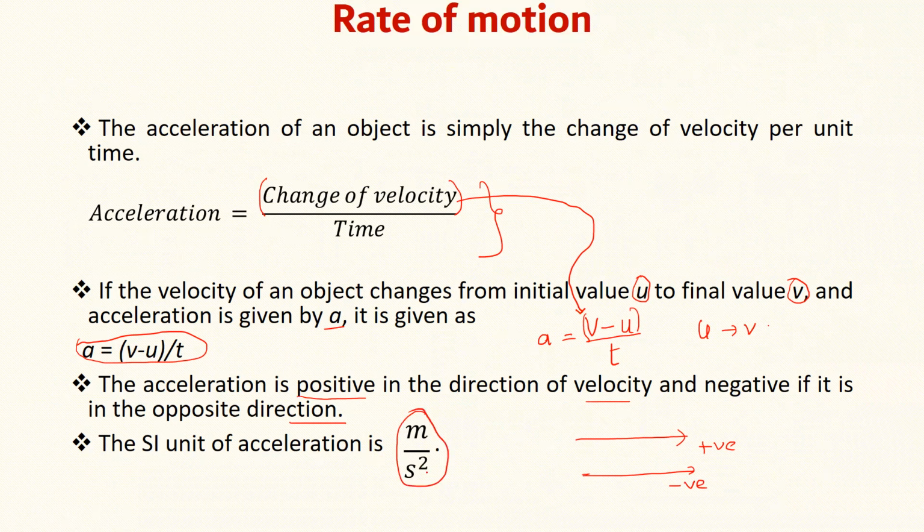So how meter per second square? Let me show you quickly. What is acceleration again? Acceleration is change of velocity divided by time. So what is the unit of velocity? That is meter per second. What is the unit of time? That is second. So meter per second multiplied by 1/second will give us meter per second square. So this is the unit of acceleration. Very important unit that you have to remember because it will be used in future classes.